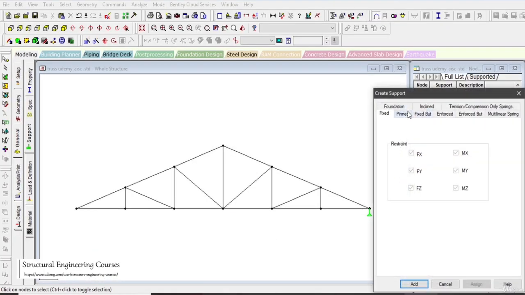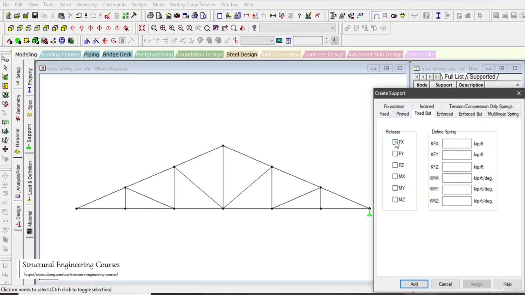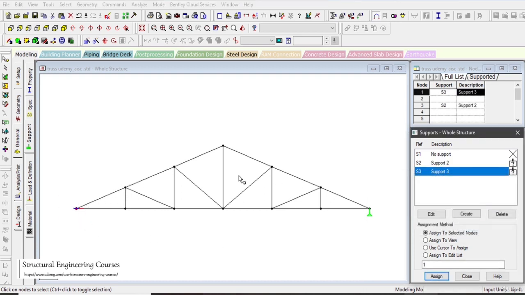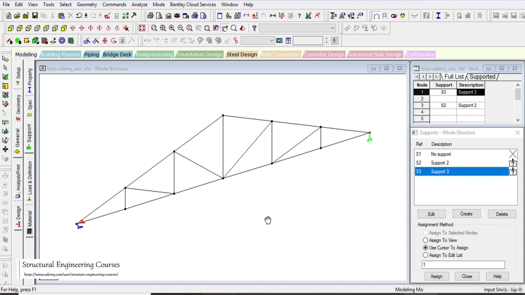So we can go to fixed but option, and we can go for Fx and Fz. So it cannot take Mx, My and Mz, it cannot take Fy, it can only take Fx and Fz. So that will make this truss a statically determinate structure, not statically indeterminate, as we have 3 degrees of freedom and 3 unknown reactions here.